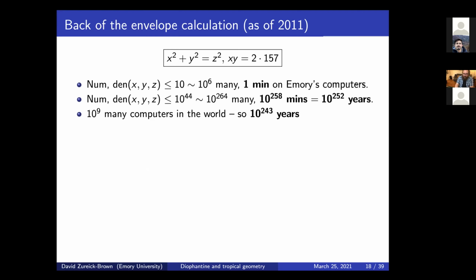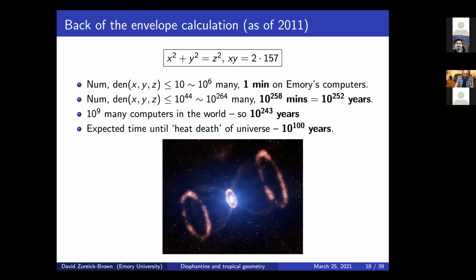Okay, but we have more than one computer. According to Wikipedia in 2011, there were 2 to the 9 million computers in the world. So it's a slight improvement. That's 10 to the 243 years. But the expected time until heat death of the universe is 10 to the 100 years. That's not a picture of heat death, that's a supernova. There's no picture of heat death. It's just when entropy wins.